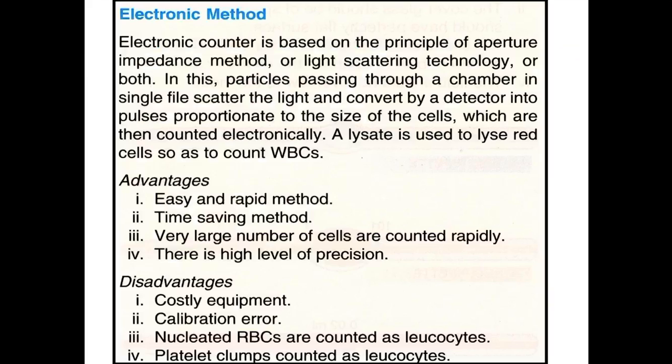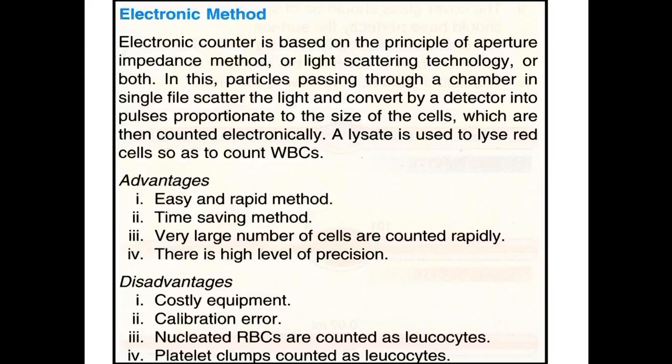So till now we were discussing the manual method of estimation of the WBC count. Now coming to the electronic method, which is nothing but the automated hematology analysis. The electronic counter is based on the principle of the impedance method or light scattering technology, or it can employ both methods. In this, particles passing through a chamber in single file scatter the light, and a detector converts this into pulses proportionate to the size of the cells, which can then be counted electronically.